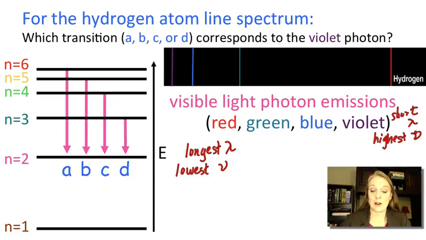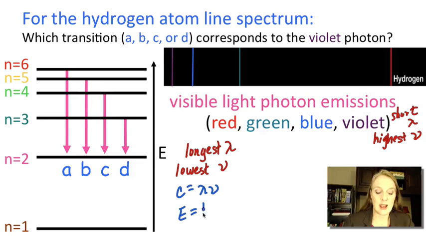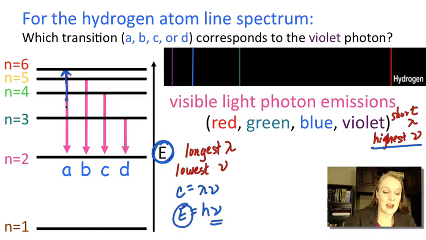Well, if we think back to our equations, we know that c equals lambda nu and E equals h nu. So if we have a higher frequency, that is directly proportional to having a higher energy. Well, the largest energy here, remember energy is on the y-axis, is for A. So A must be the one that is the violet photon.